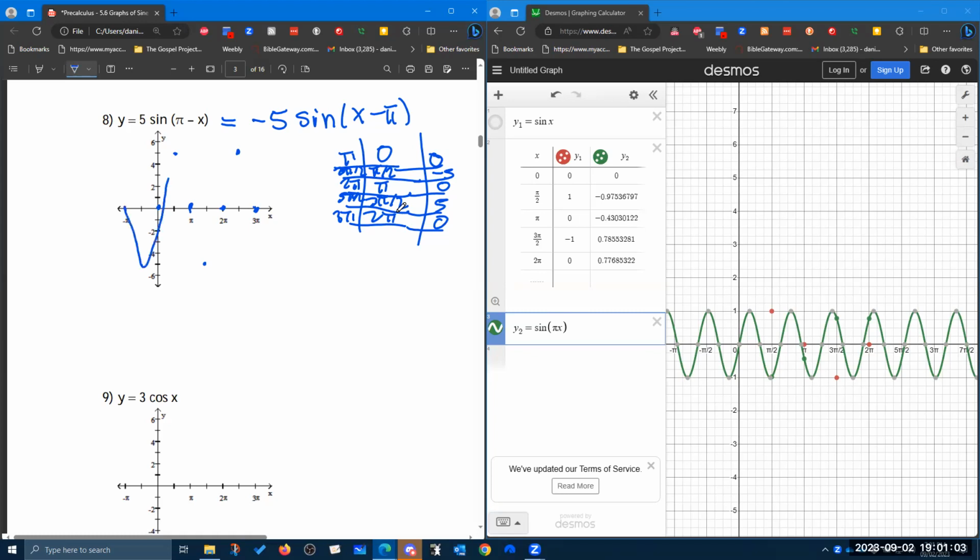We get a curve that looks like so. That's our last one for the sine functions. We'll come back next time and we'll talk about some cosine functions.